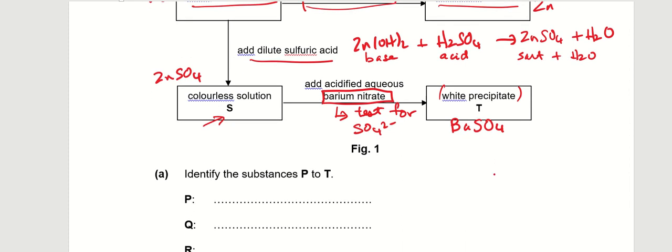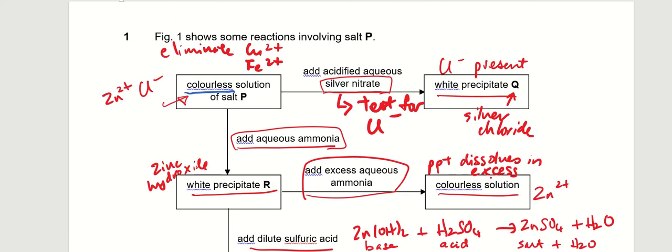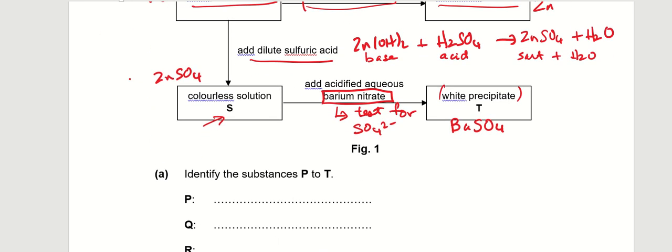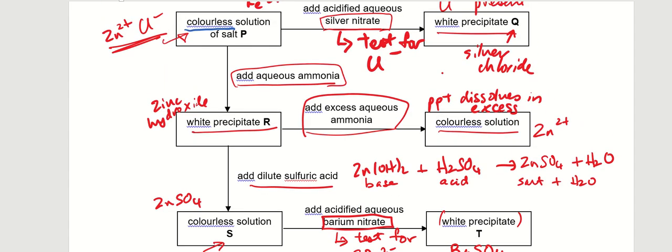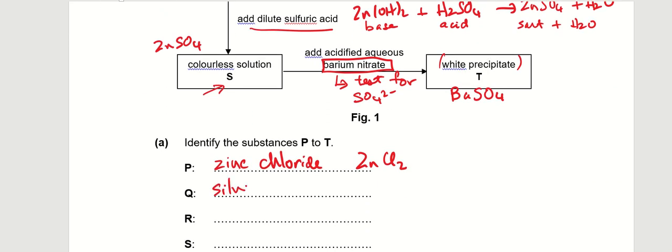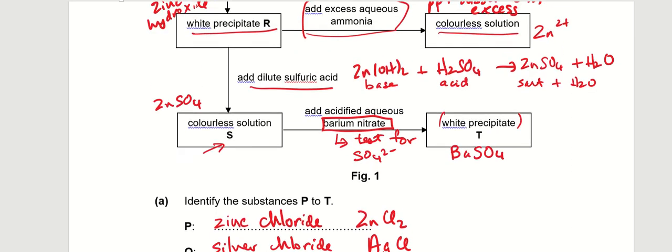Okay, so let's go ahead and identify the substances P to T. P was here containing zinc ions and chloride ions. So P is zinc chloride. Okay, the formula being ZnCl2. Q here was the white precipitate when we added the silver nitrate. So Q is silver chloride, and the formula for silver chloride is AgCl.